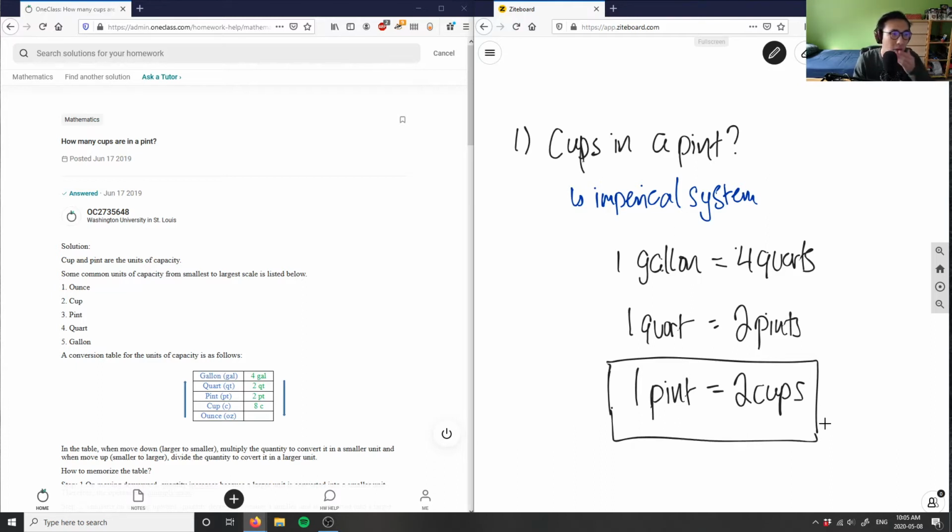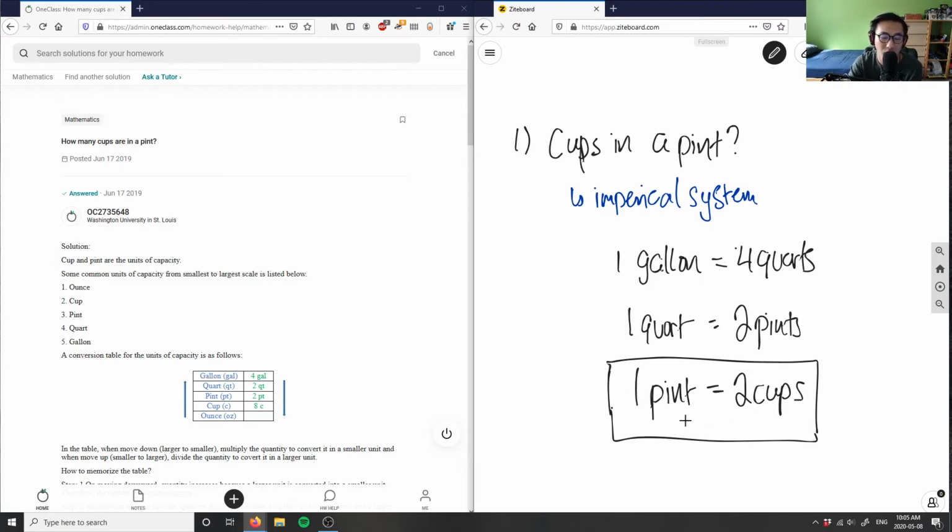on this conversion chart. If it was asking us how many cups in 2 pints or in 3 pints, or 3 cups is how many pints, then we would have to do some type of conversion. However, we don't need to do a conversion or any math, to be honest, just because it's already given to us.